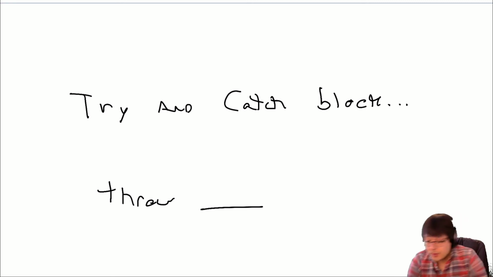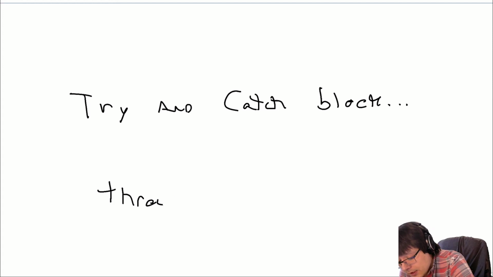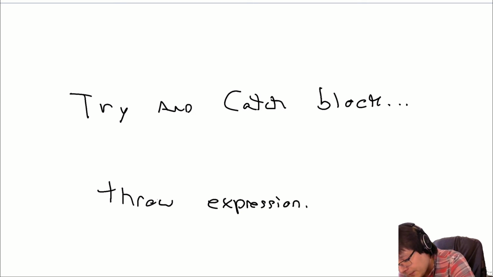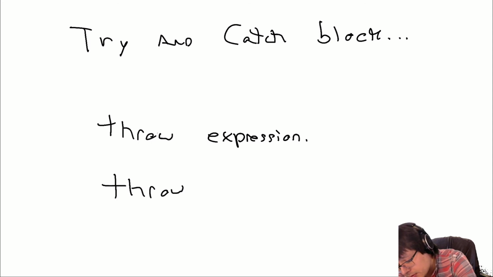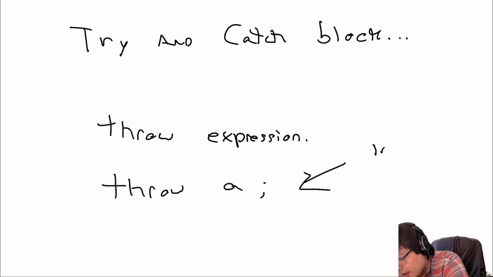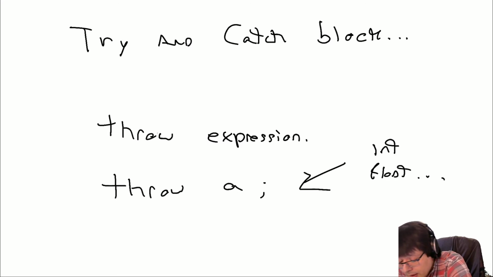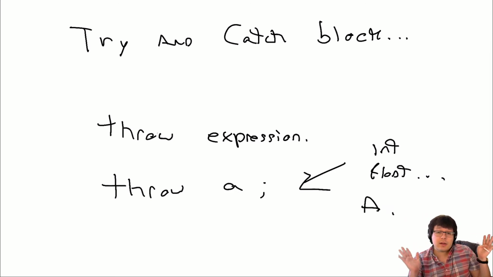So what can you throw? Anything. You can throw anything you want. In fact, the syntax for this is to throw an expression. And what can that be? Well, you could throw a variable. That variable can literally be a built-in data type, like an int, a float, or whatever. It can also be a class, like our object of A that we were working with earlier.